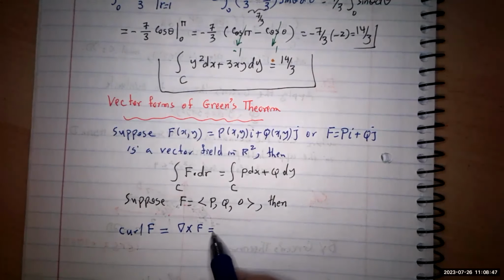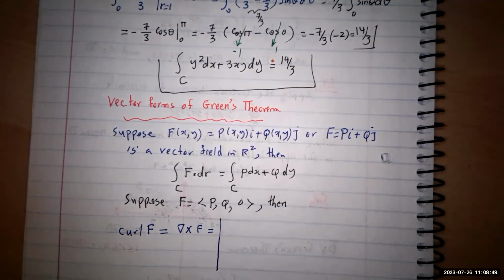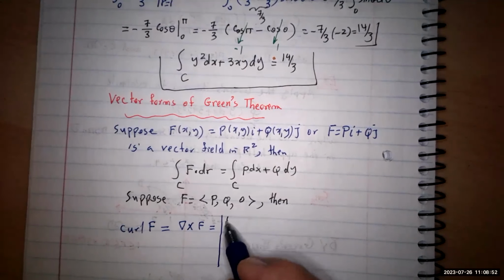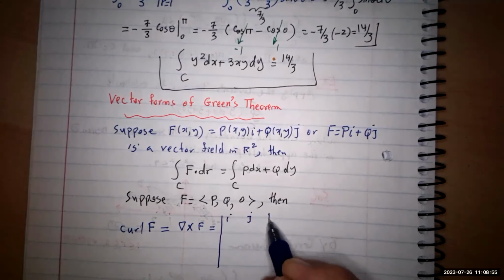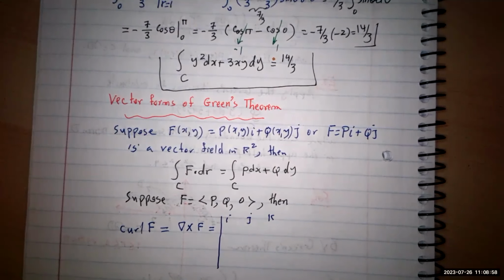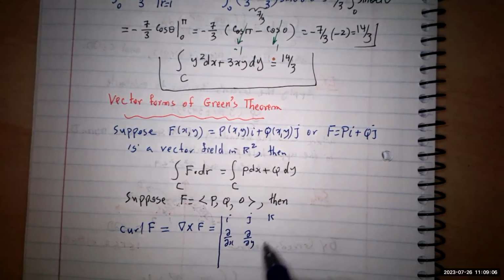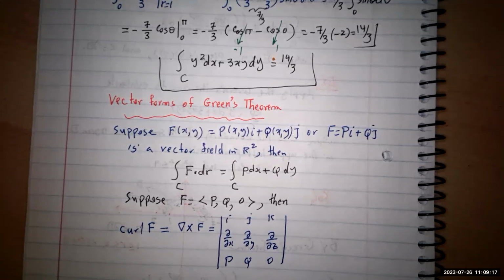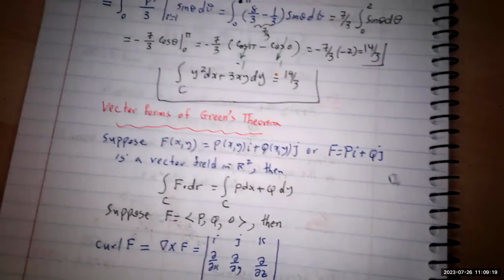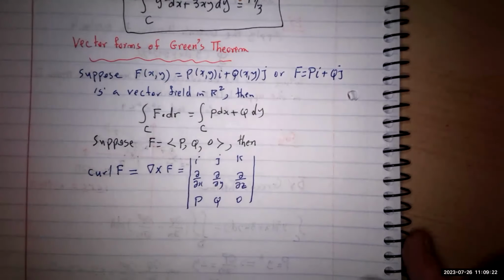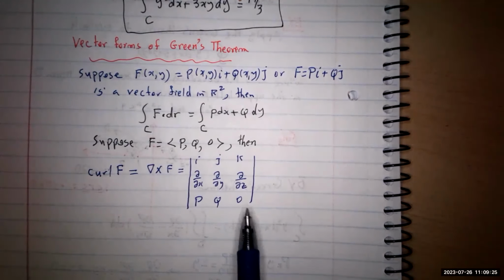So if you wanted to find it, it's going to be the determinant of the matrix. On the first row, we are going to have I, J, K. In the second row, we're going to have the partial derivative with respect to X, the partial derivative with respect to Y, and the partial derivative with respect to Z. And then you put your functions, which are going to be P, Q, and 0. So it's a curl of a vector field in R2. Let's find out. We want to get the determinant of this matrix.